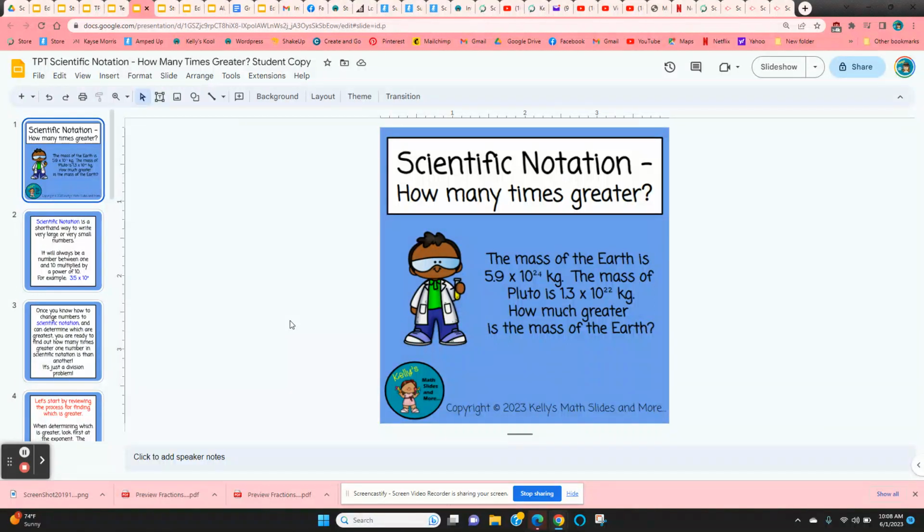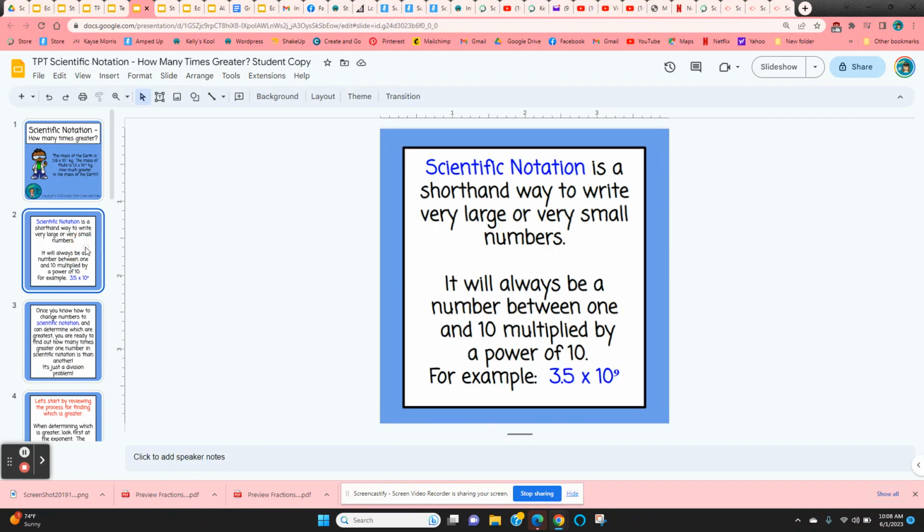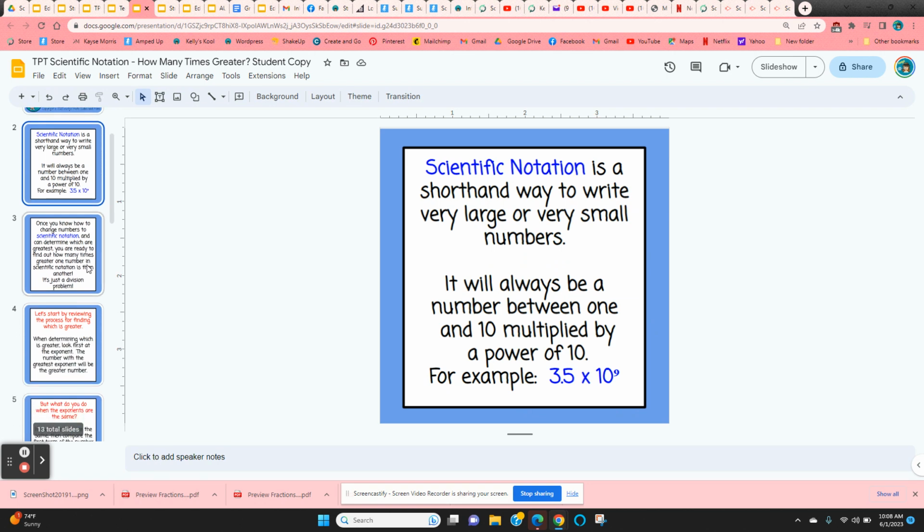Scientific notation, how many times greater? This is a digital lesson. You want to give it to the students once they know how to change numbers to scientific notation, how to compare and order them, and how to multiply and divide. So it starts out with just a definition of what scientific notation is and why we use it.